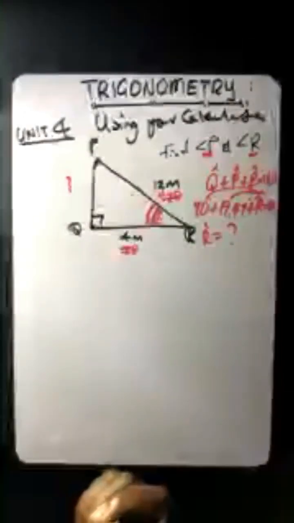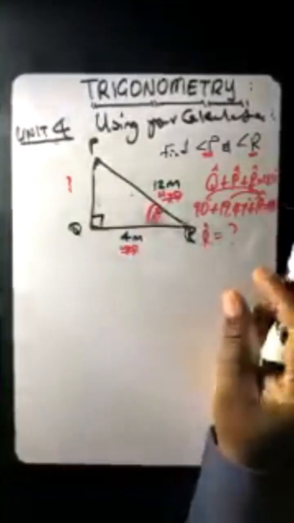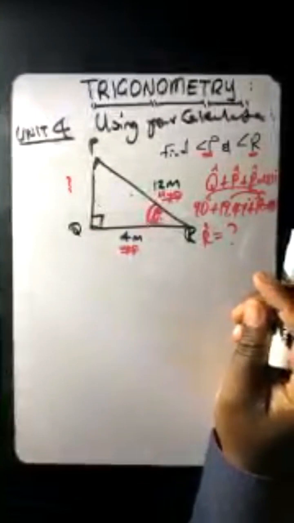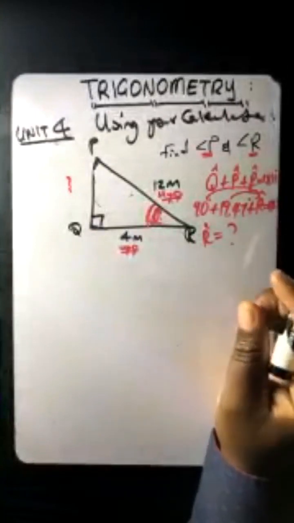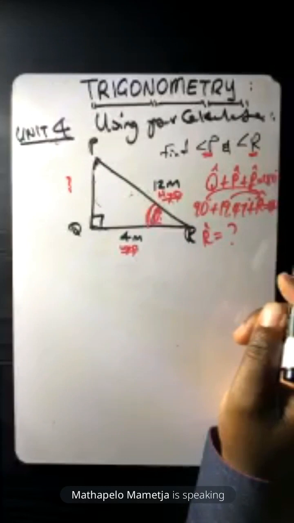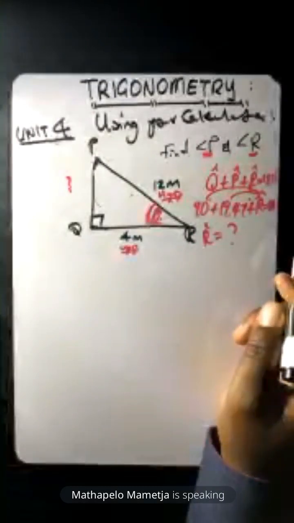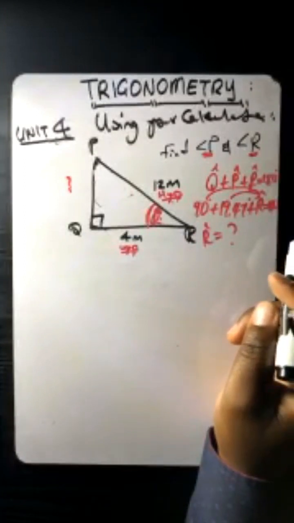Now, let's go back to your original question. I'm just wondering if I made a mistake because you seem to know these things, Matapelo. Let's quickly check. You tell me, what was your question on this one? Why are we using sine instead of cos? Cos we want PQ, not QR.